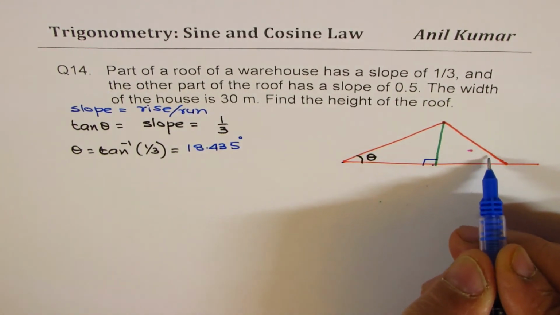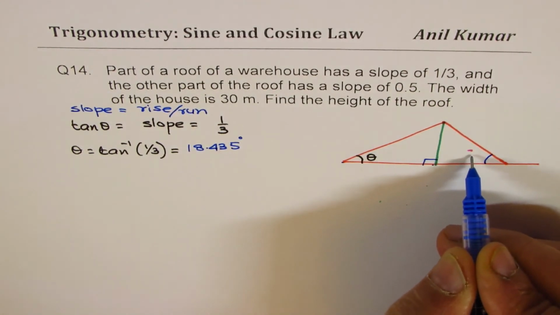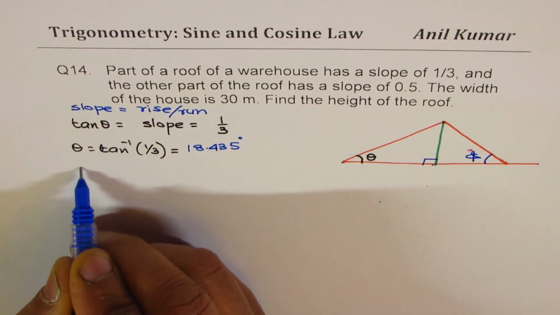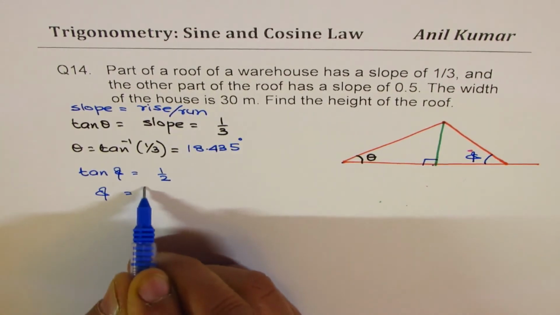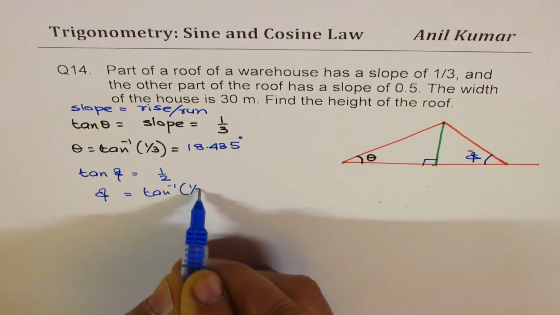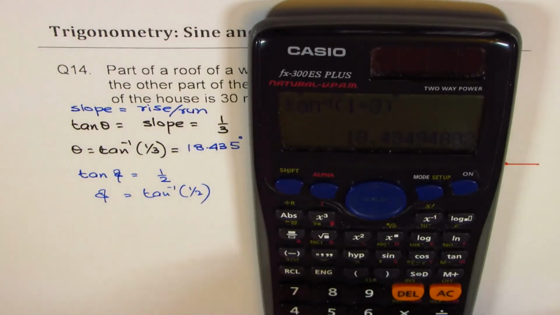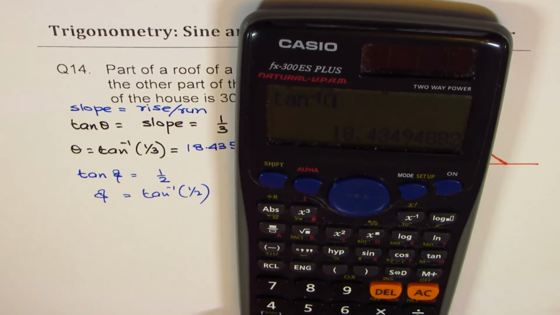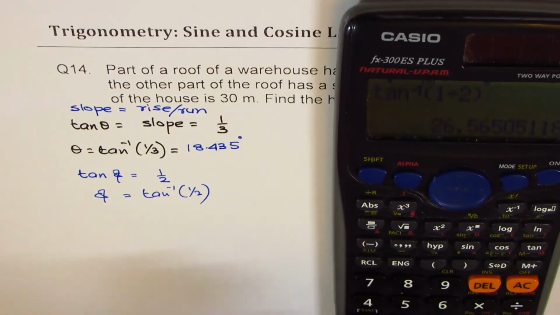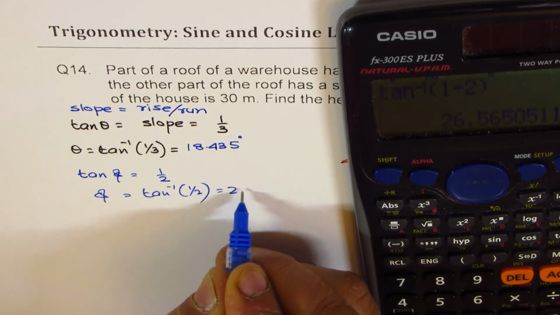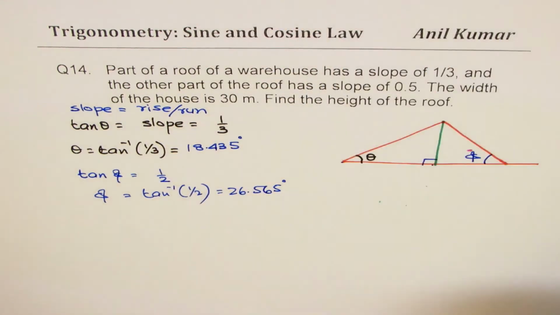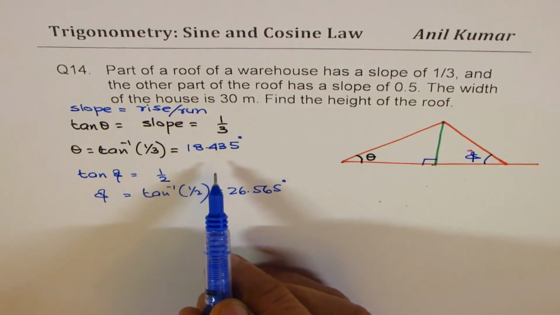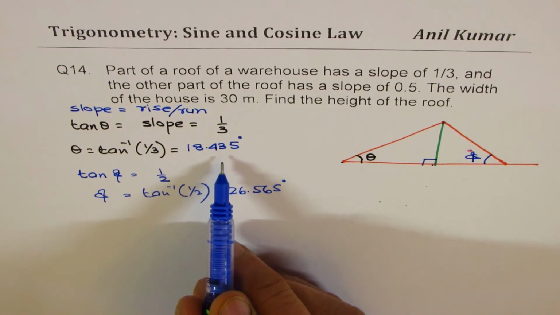Now we are also given the slope of the other side. So let's say this angle is phi. So we use tan phi equals half. So phi is tan inverse of half, or 0.5, which is 26.565. We are going to round later. Let us take these angles to 3 decimal places to begin with.